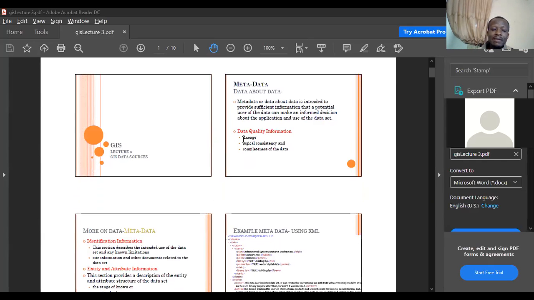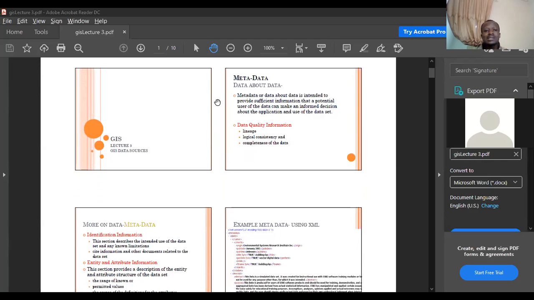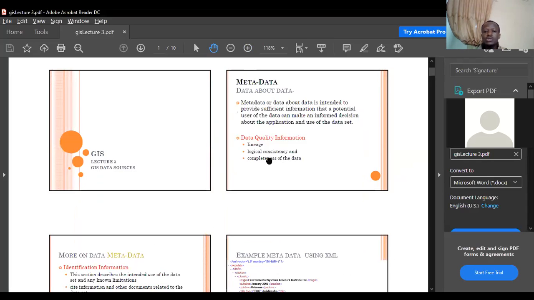In one section, you can have the identification information, then the entity and attribute information. So let's start with the data quality information. What is that about? We talk about the lineage of the data. That means who actually produced the data, and where has it been?